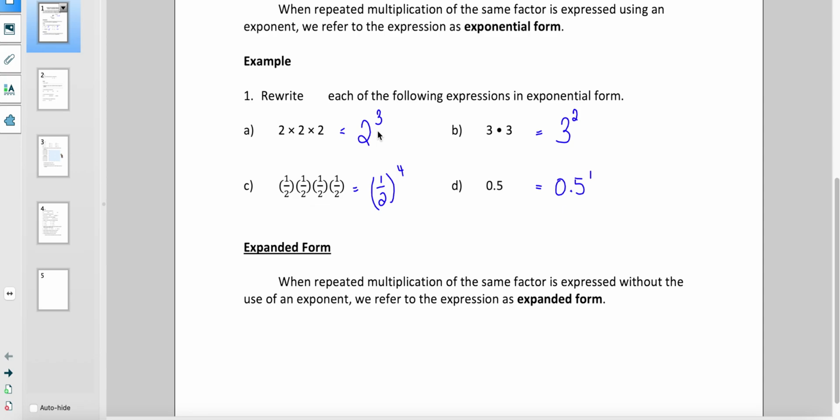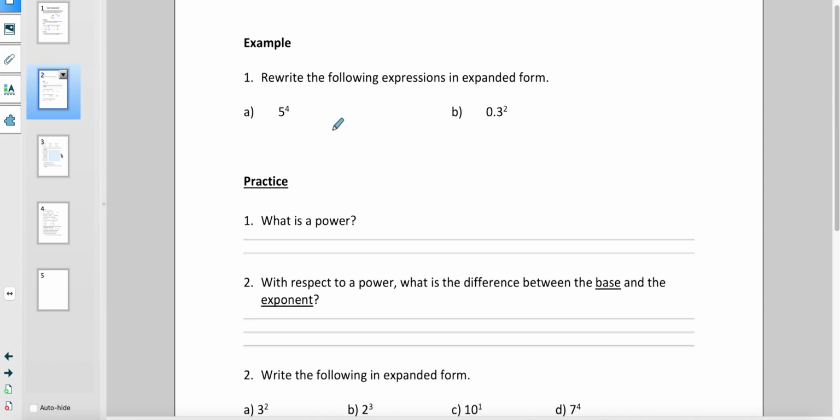We can also go from exponential form back to expanded form. So when repeated multiplication of the same factor is expressed without the use of an exponent, we refer to this expression as expanded form. So if we take a look here, you have 5 to the power of 4. So rewrite the following expressions in expanded form. So we want to see repeated multiplication here. So you have a base of 5, and you're going to multiply it by itself 4 times. So 5 times 5 times 5 times 5. 1, 2, 3, 4. So that's your exponent of 4 and your base of 5.